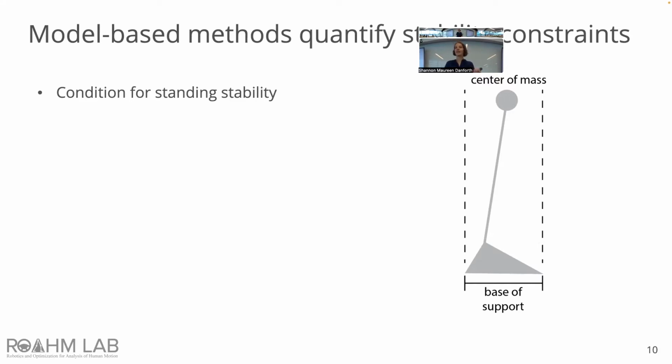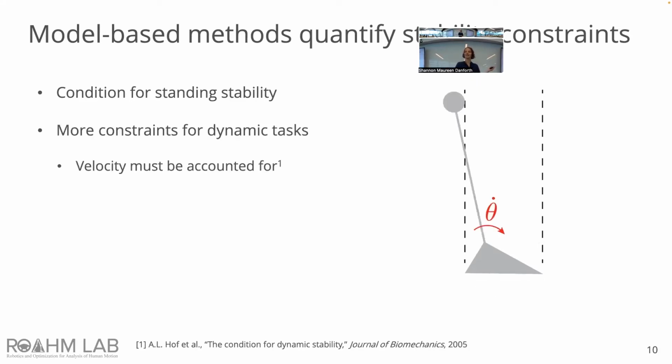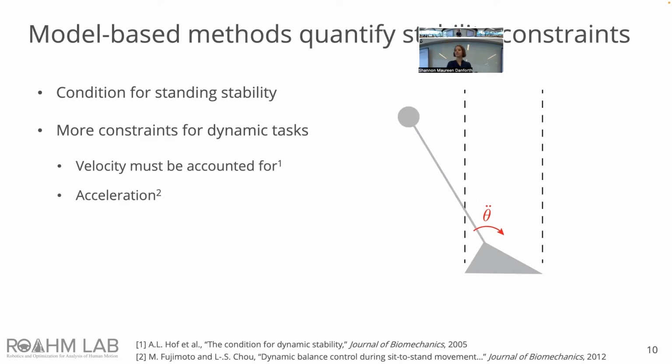But when we get into dynamic motions, such as sit to stand, we have some more constraints because velocity must also be accounted for. So here, for example, the center of mass is outside of those base of support limits, but the person has a forwards velocity. And depending on the magnitude of that velocity, they could still be able to avoid falling. And researchers have also shown that acceleration is important in measuring dynamic stability.